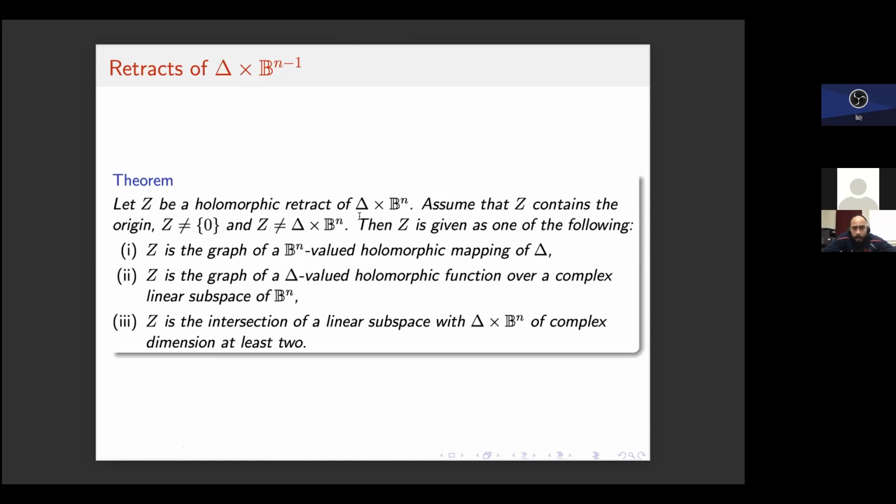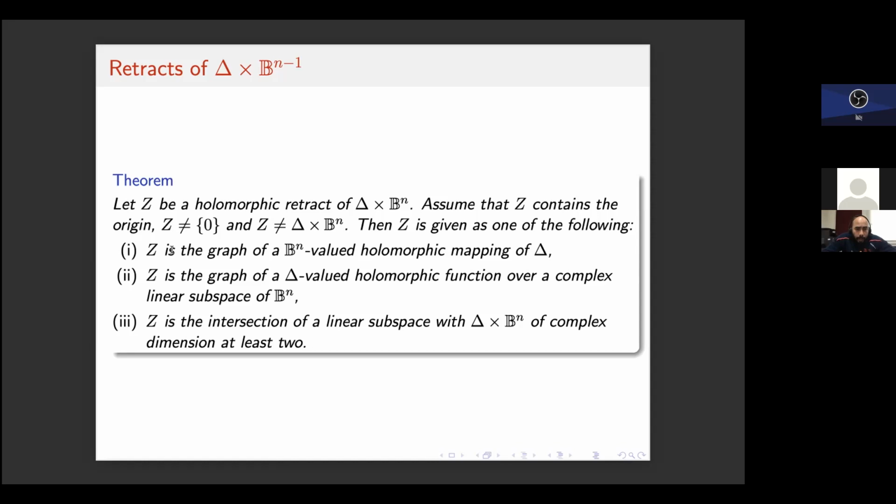So let's take Omega to be, say, a disk cross B^n, and Z is a retract of Delta cross B^n, and suppose that Z contains the origin. This is a minor assumption because the automorphism group of Delta cross B^n acts transitively, so we can assume Z actually contains the origin. Okay, and assume that Z is not trivial. Then we have a complete description of Z. So here are the cases. One of the cases is that Z is a graph of some B^n-valued holomorphic mapping of the unit disk, or Z is the graph of some disk-valued holomorphic function over a complex linear subspace of B^n.